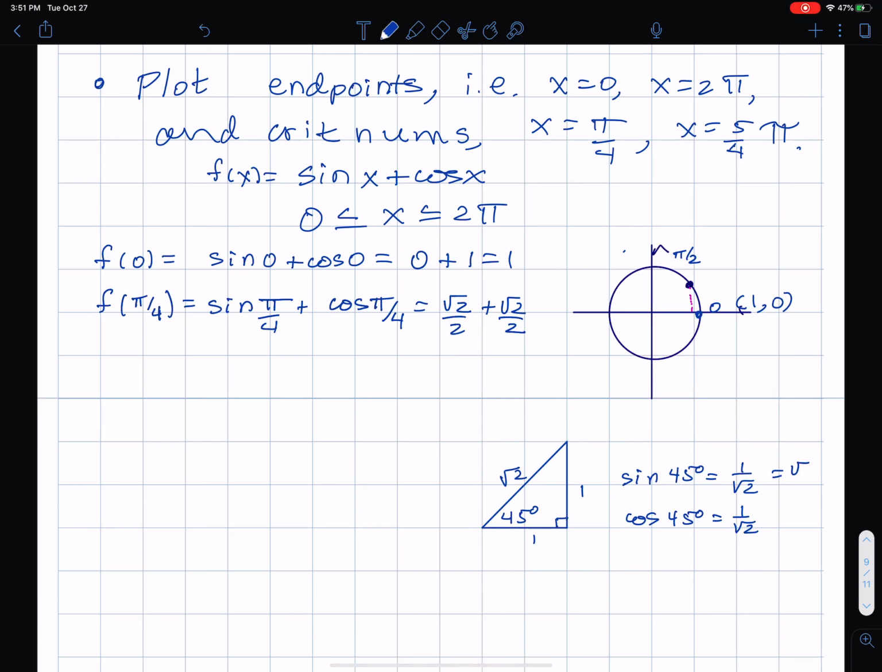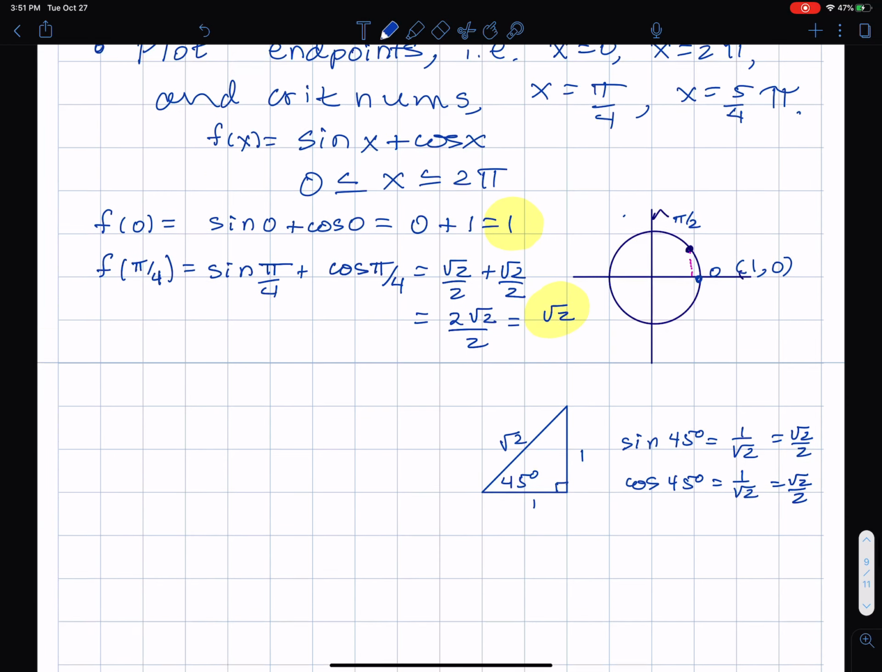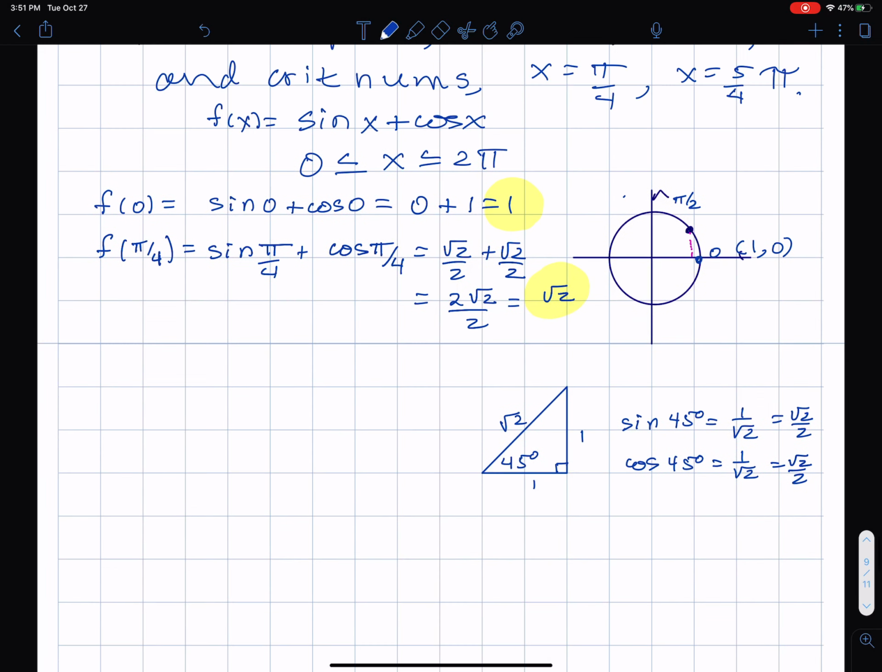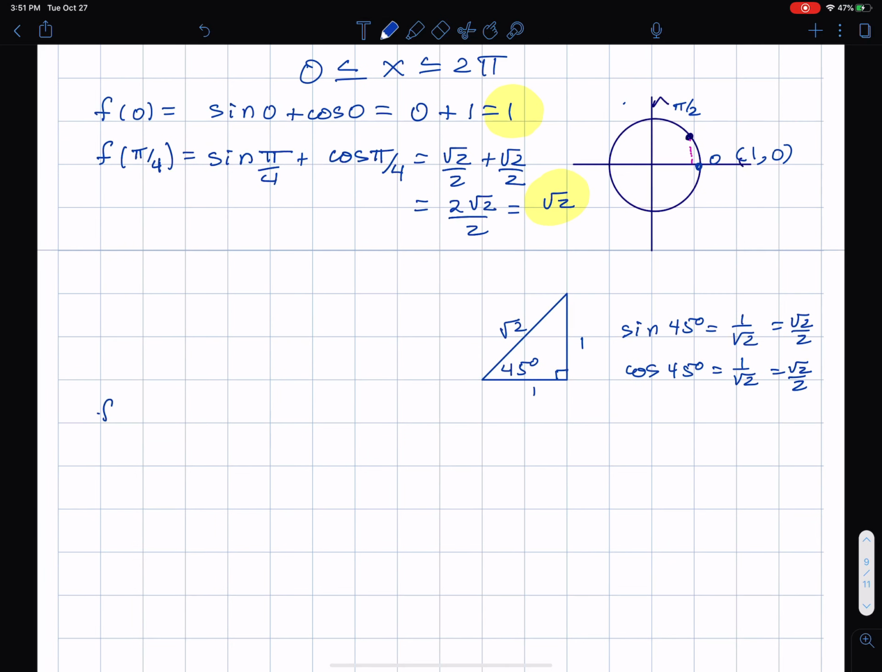Again, it makes the problem seem way longer and more difficult if we spend a lot of time trying to remember what these values of the special angles are. That's just the way it goes. But anyway, f of pi over 4 we already did.